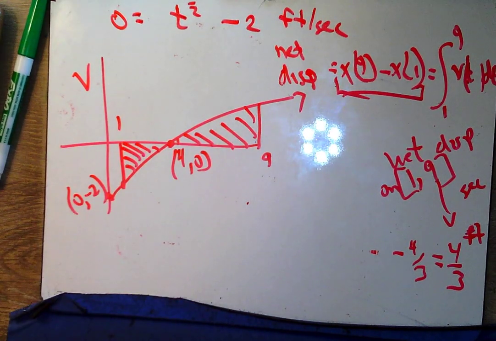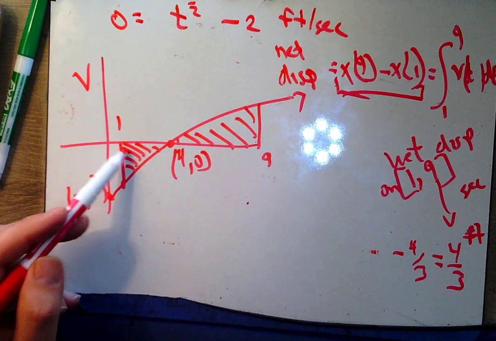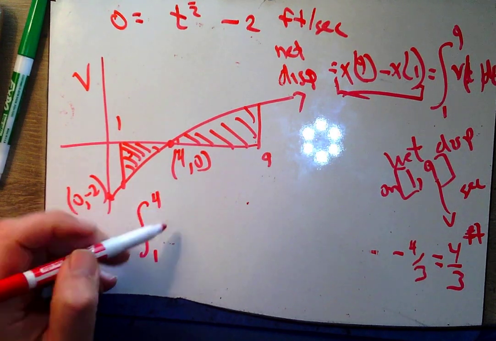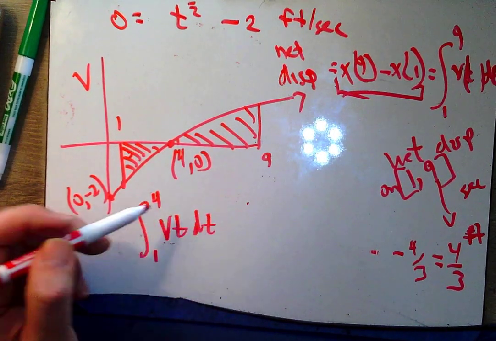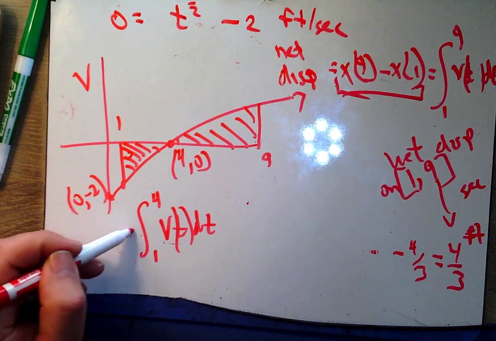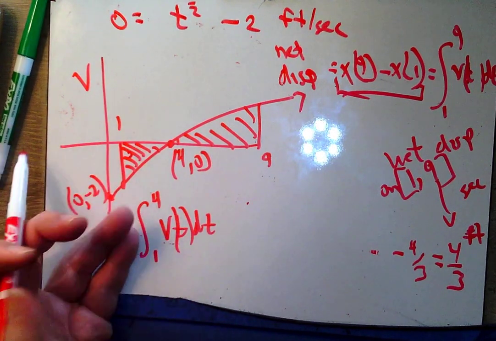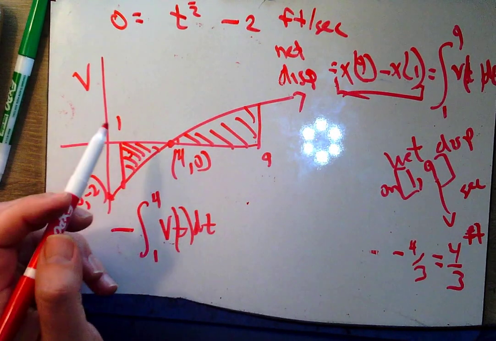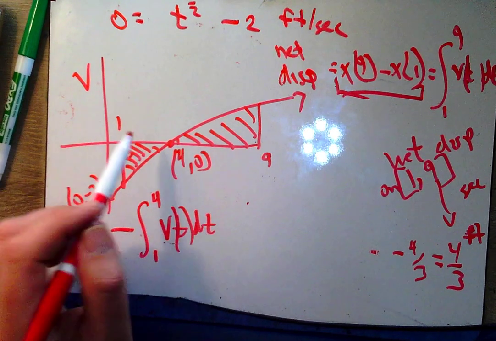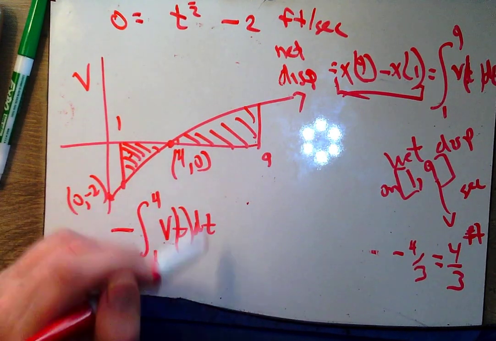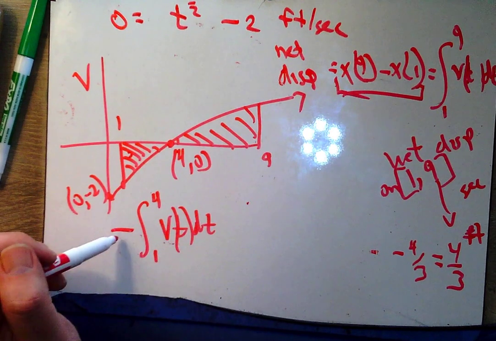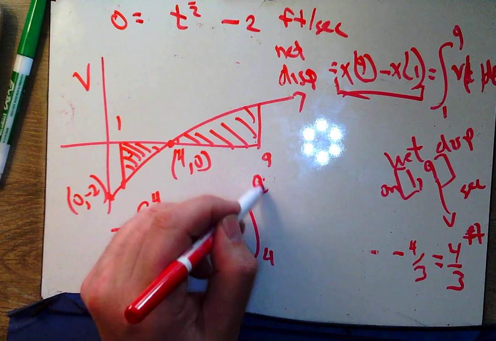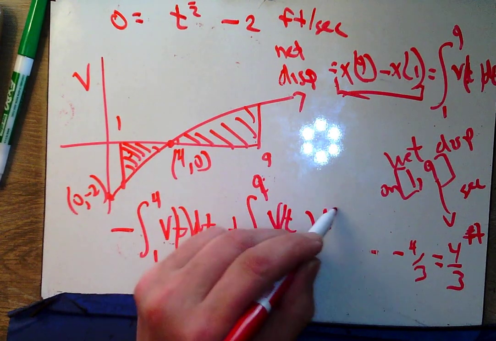Okay. And here we want the total distance traveled. Well, instead of going with just the plain old integral from 1 to 4 of v of t dt, I'm going to say negative. Why? Because if I just do this integral, that integral is going to be equal to some negative number. But if we're looking for total distance traveled, that needs to be a positive number. So if the integral is negative times a negative, that will give me that positive. And then I want to add the integral from 4 to 9 of v of t dt.